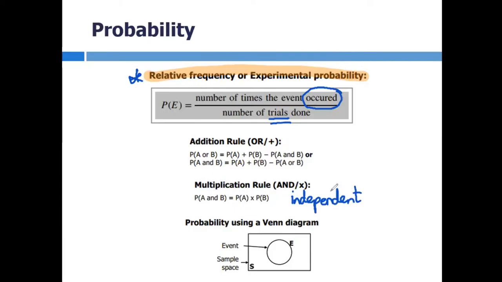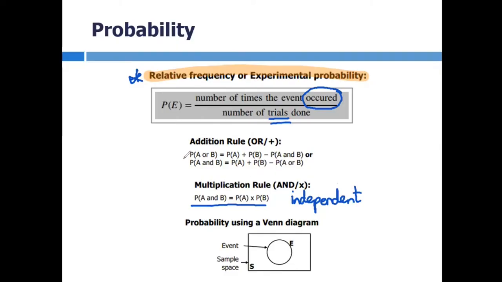So basically, if I were to do something more than once and I want to see the probability of a whole lot of different things happening, the second time I roll the dice, it actually has nothing to do with what happened the first time. It is a new roll, it's a new start, so it is independent. And that's when you're going to be using this formula here, okay?